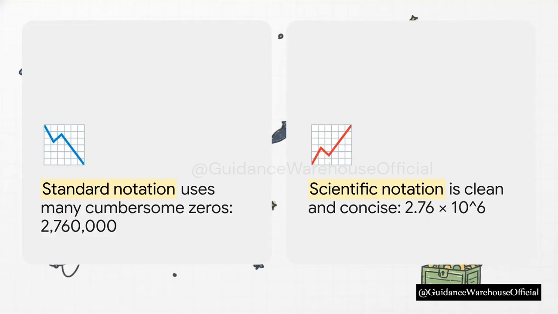Okay, so standard notation like 2,760,000 is straightforward, sure, but it is extremely zero-heavy. Now that's totally fine for everyday life, but in chemistry, all those zeros become a huge liability. It's so easy to drop one. Scientific notation, on the other hand, like 2.76 times 10 to the sixth power, acts kind of like a zip file for your data. It compresses those cumbersome zeros into a really clean, concise package. It's literally the difference between working harder and working smarter.